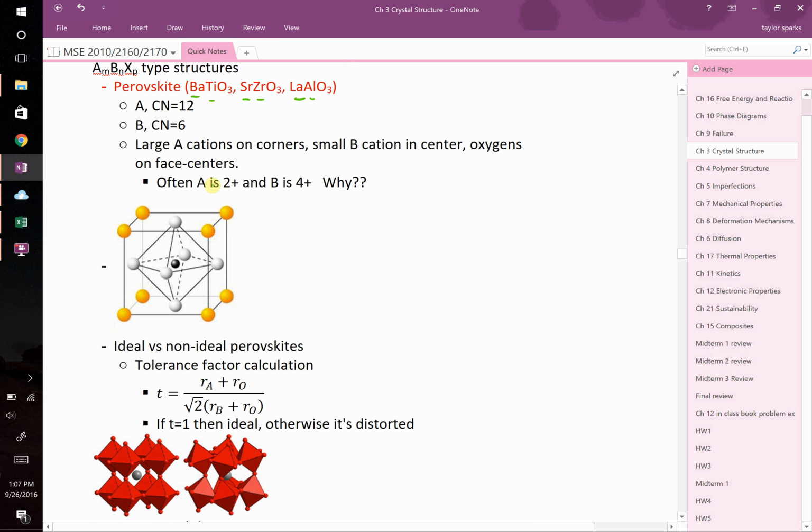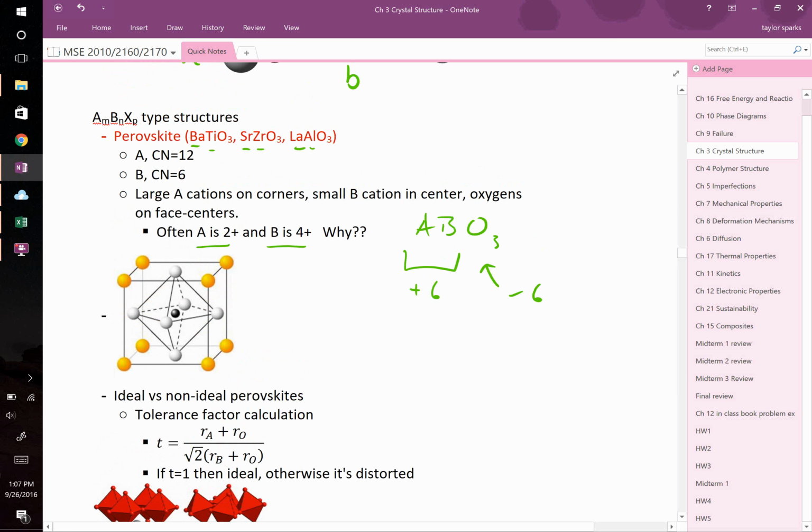Again, A is oftentimes 2+, and B is oftentimes 4+. All we know is that when you have ABO3, this is definitely going to add up to -6. So any combination of ions you have here that add up to +6 might be a candidate for the perovskite structure. That can be a 2,4, like it very commonly is, but like lanthanum aluminate, this is +3, and that's +3. There's other ones like lithium tungstate, LiWO3, where this is +5, and that's +1, right? So any combination that adds up to 6 might be a candidate for this structure.